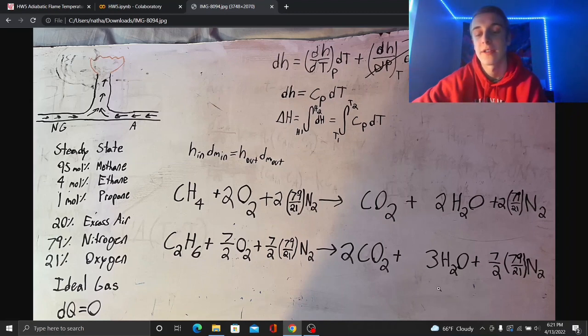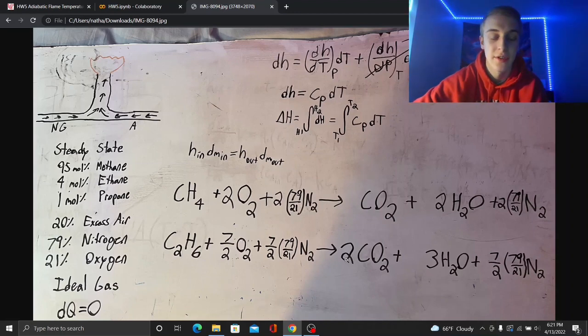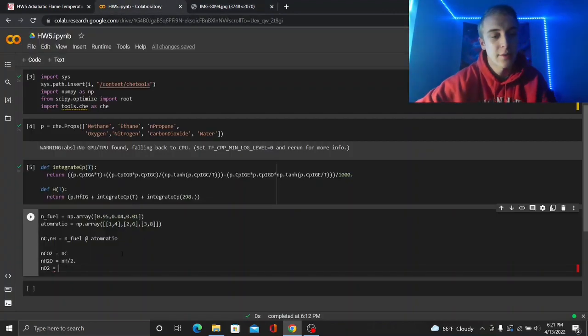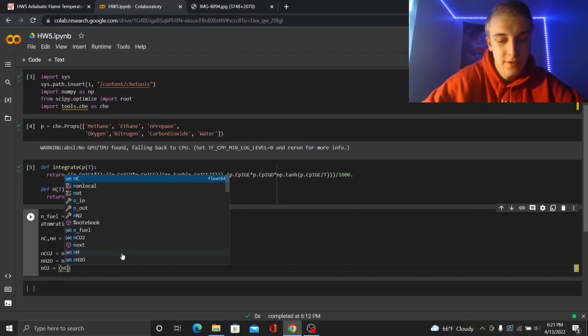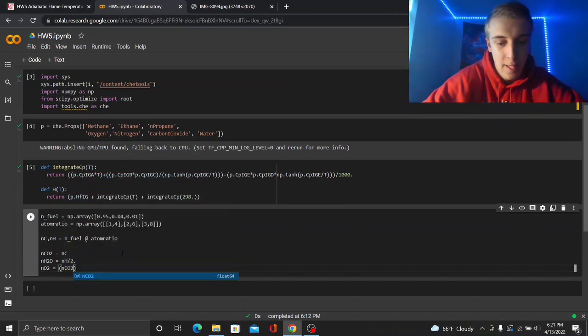So 3 divided by 2 would be 3 over 2, and then plus 2 for our moles of CO2. That would then get us our 7 over 2 for our moles of oxygen. So how we're going to type that in is it's just going to be our moles of CO2 plus, and I'm just going to put parentheses here to be safe, our moles of H2O divided by 2.